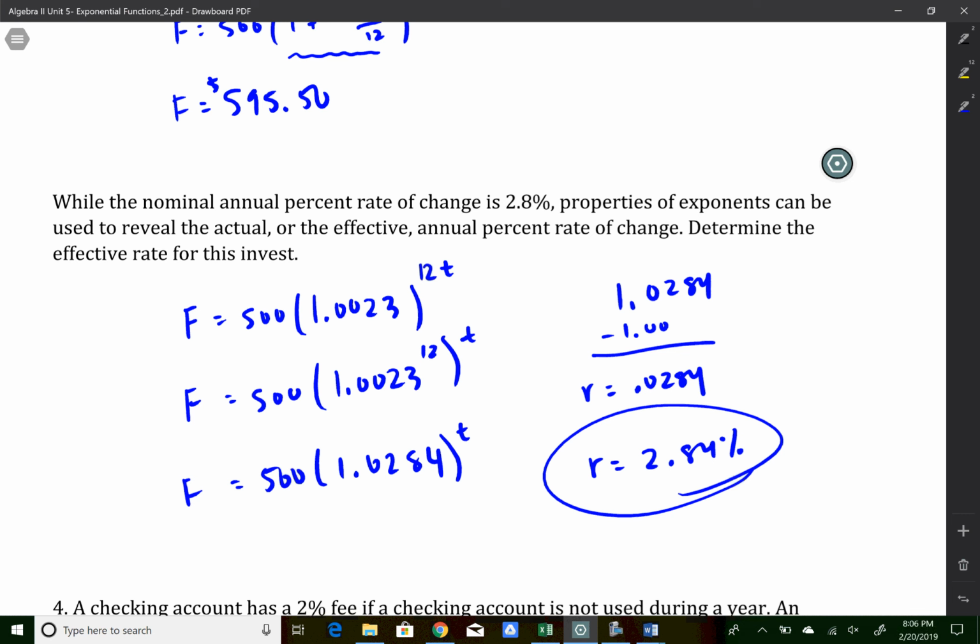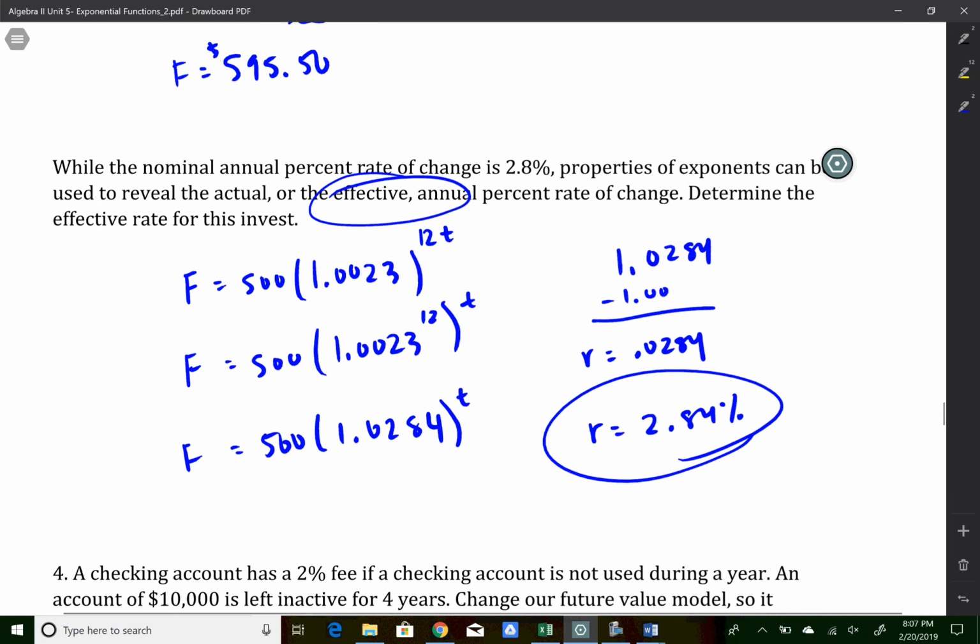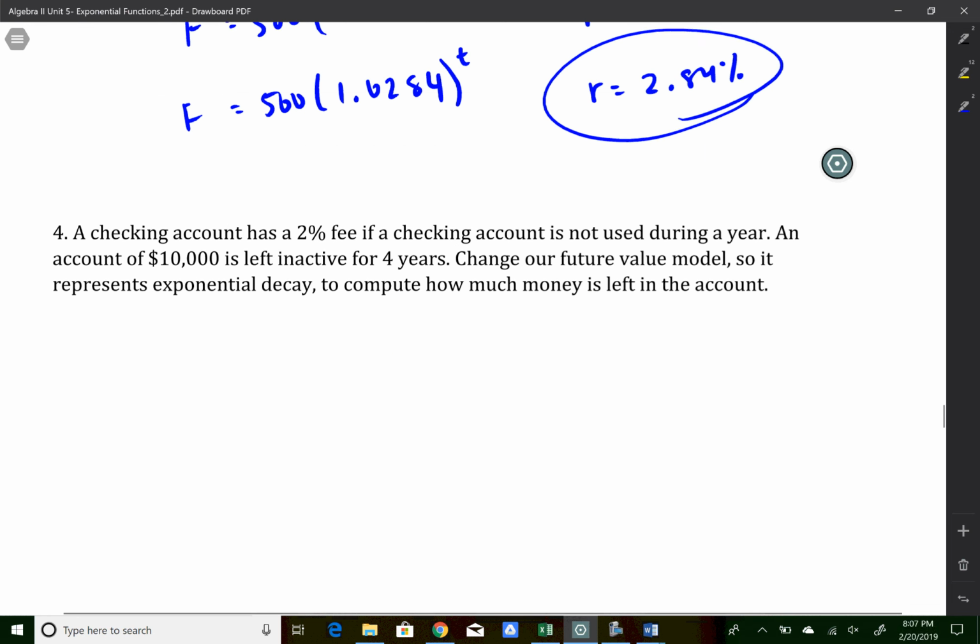So the difference here, again, is that the effective interest rate is the interest rate where we take into consideration that the interest is also compounding. All right, we'll talk more about this in the next lesson, but I was hoping that you were able to get at least part of that in this lesson.